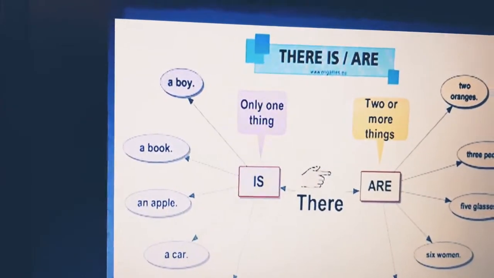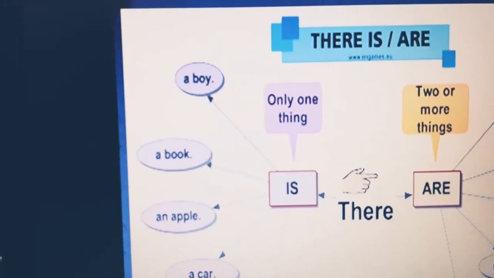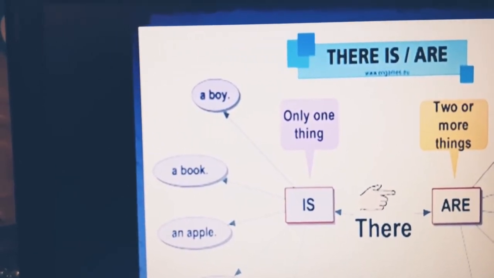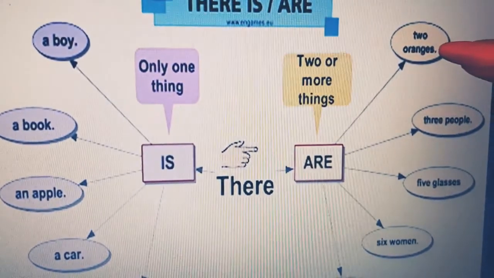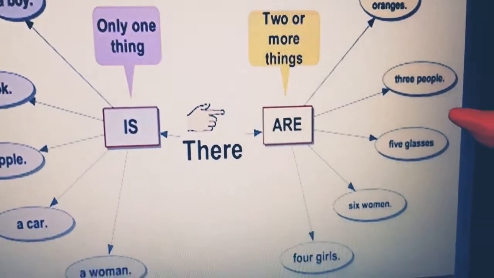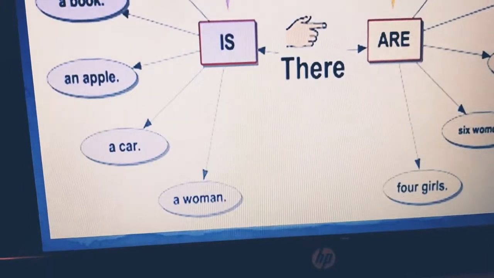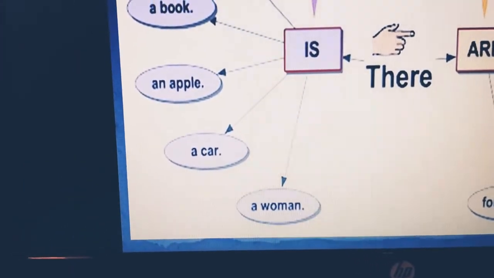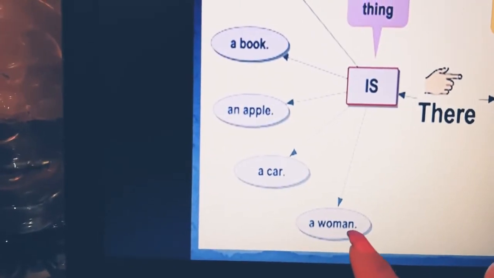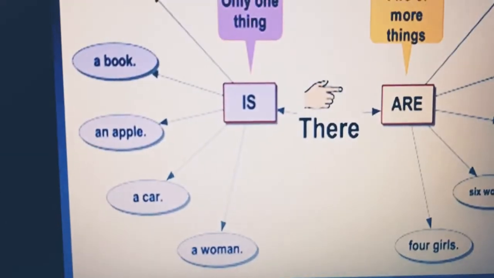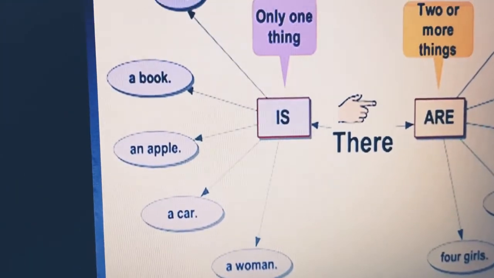So what about the other example? It's there are. There are we use when you have plural nouns, two or more things. Examples: there are two oranges. There are three people. There are five glasses. There are six women. There are four girls. What is the difference? Woman is the pronunciation for just one, and women is when it's plural, two, three or more.